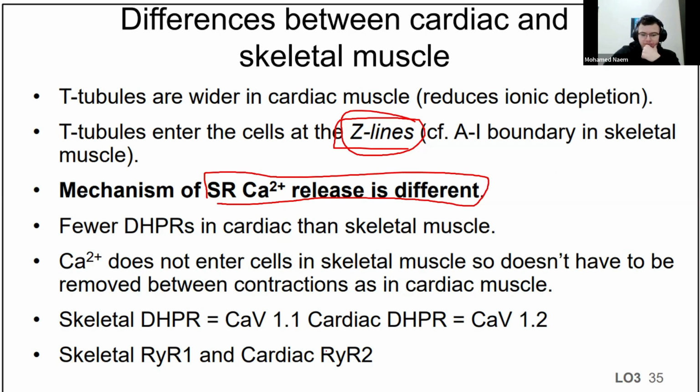Just know these are two types: one type is in the skeletal muscle and one type is in the cardiac muscle. It's the same family, just different types. Remember, RyR1 is skeletal, RyR2 is cardiac. Pure memorization, not a lot to explain here. I'm going to move next. Why does wider reduce ionic depletion? It's not like it reduces ionic depletion. Oh, I'm going to explain this.